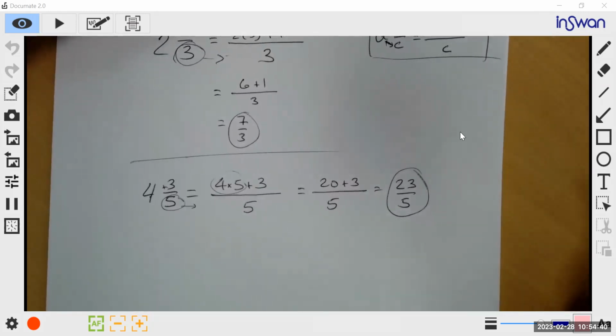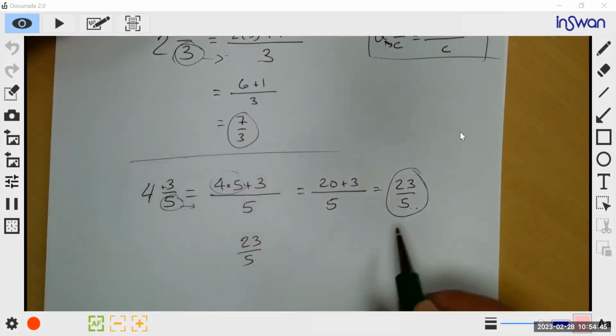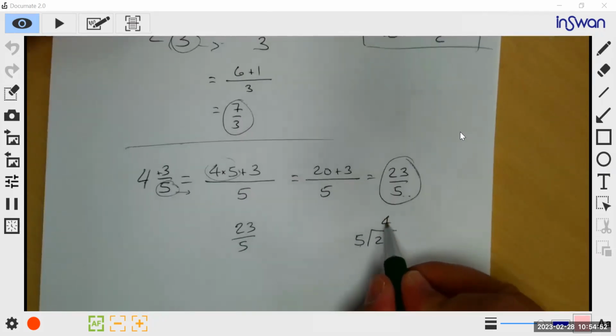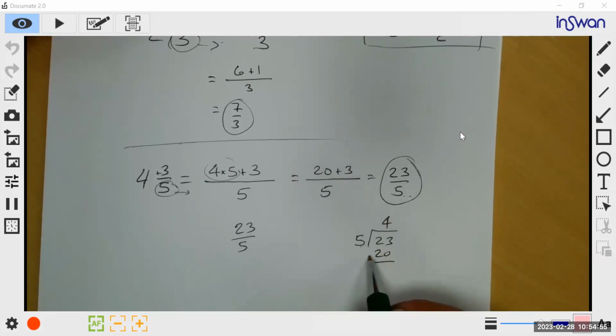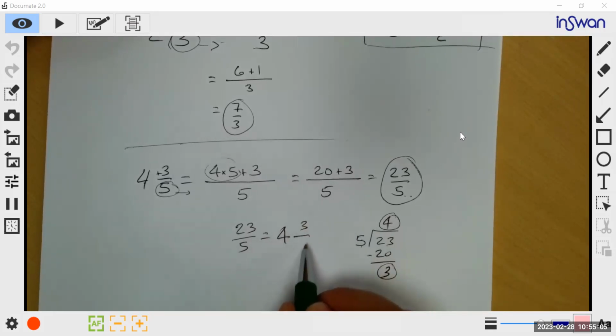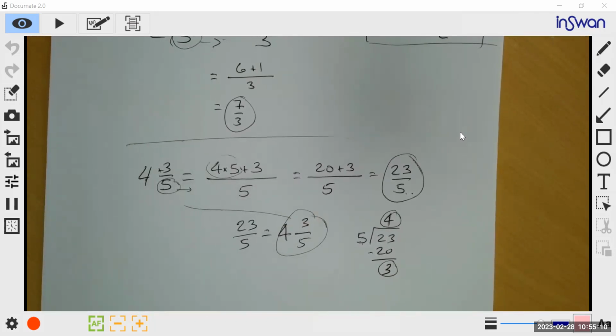You can always check your answer. Let's go from here. How many times is 5 going into 23? 4 times 5 is 20. Subtract those. So it's 4. This is the top number, and that's the bottom number. And sure enough, it's the same. So that's conversion between proper, improper, and mixed numbers.